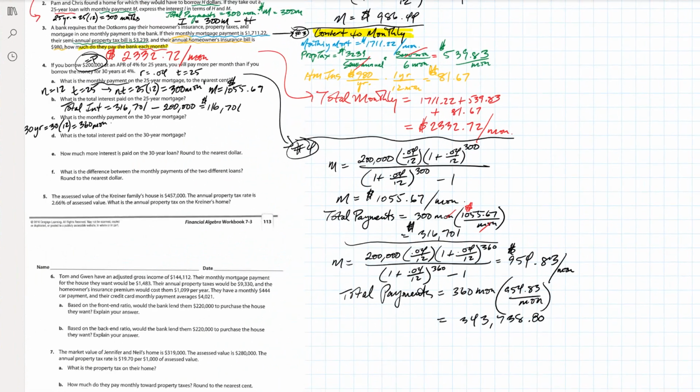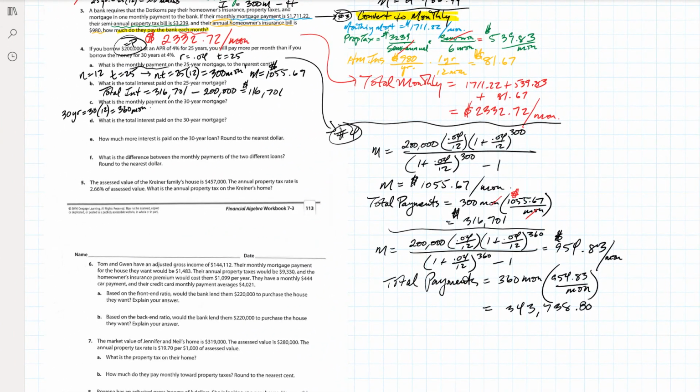Now let's figure out the interest. So that's the total. The total interest paid: $343,738.80. We borrowed $200,000, so you've got to subtract the principal. When you do that, you get $143,738.80. And that, my friends, is a lot of money. That's like 3/4 of the loan. So you're going to pay a lot of money to the bank.